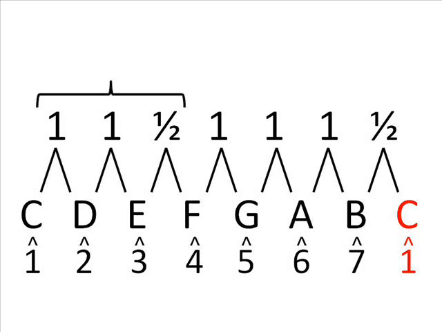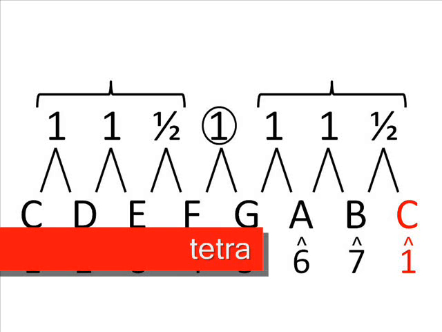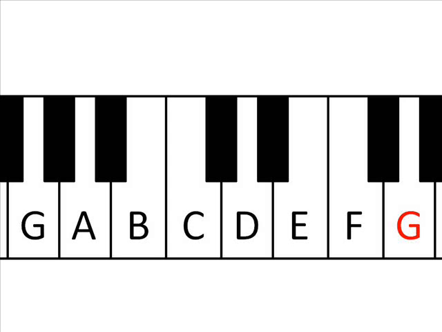As you can see, the intervals between C, D, E, and F are a whole step, a whole step, and a half step. Similarly, the intervals between G, A, B, and C are a whole step, a whole step, and a half step. This leaves the odd man out, which is the interval between F and G. The groups of four notes, C to F and G to C, are what we call a tetrachord, and we will touch on that later on. Now let's apply this principle to the G scale.